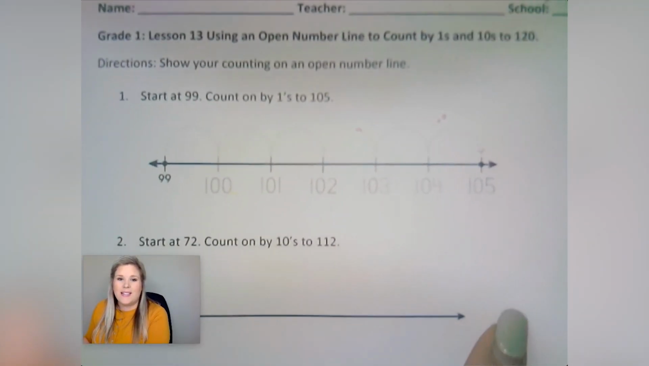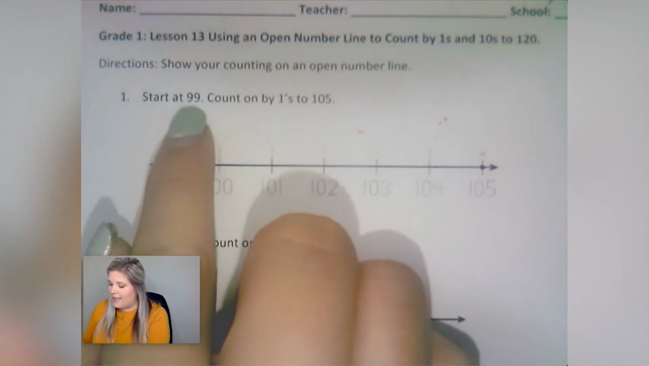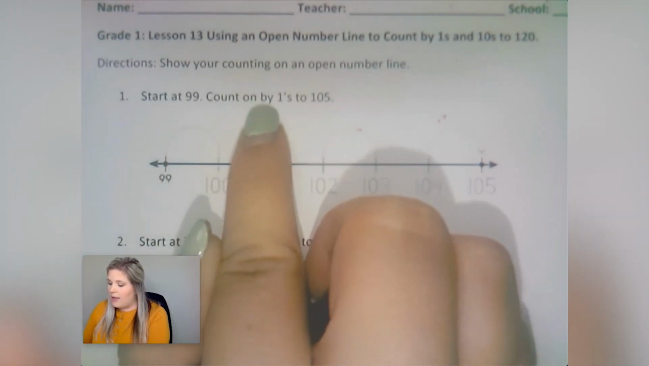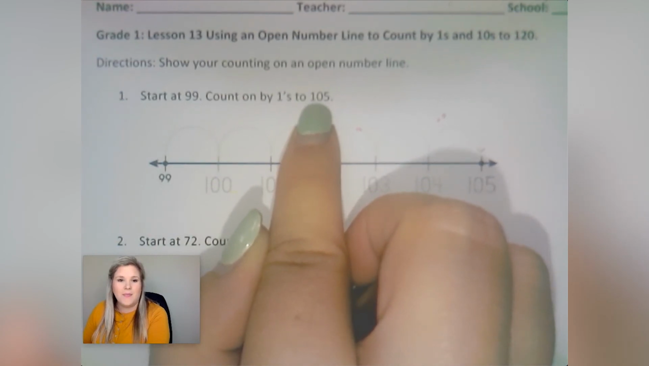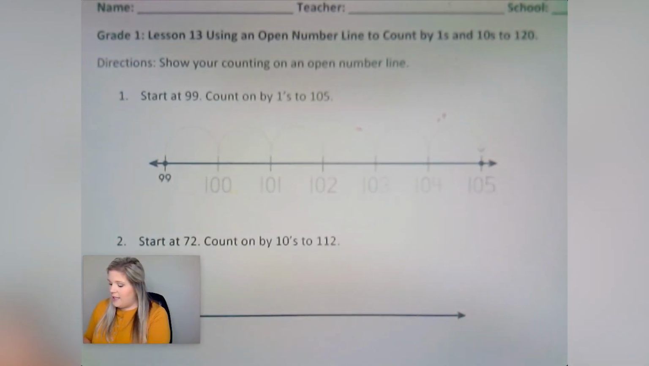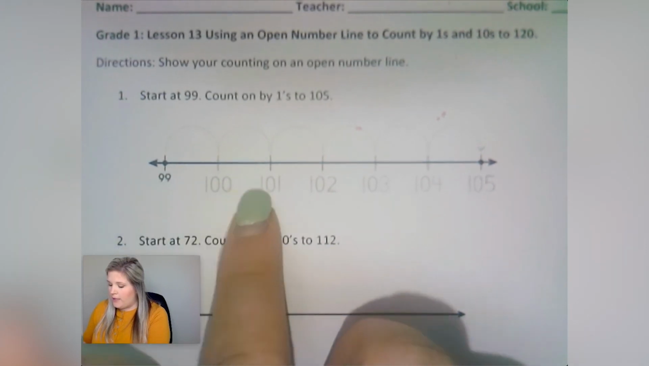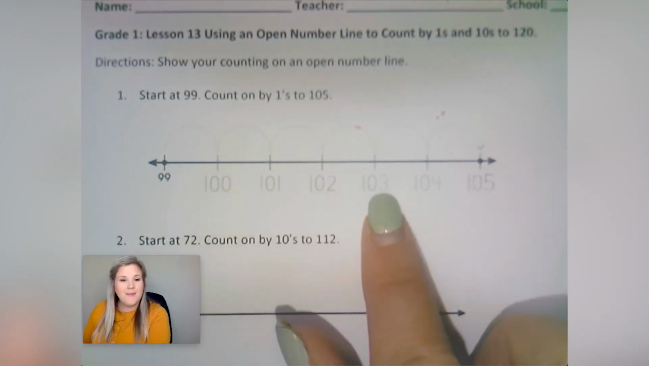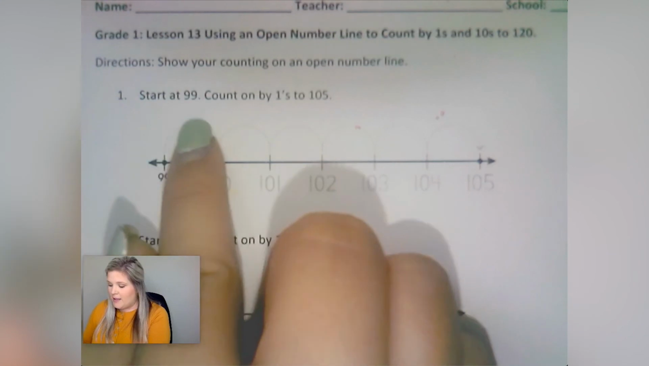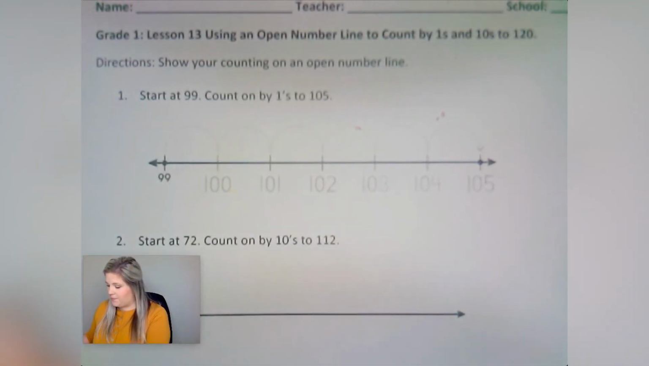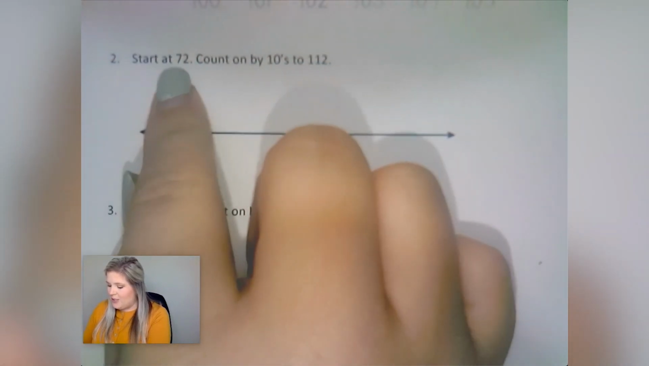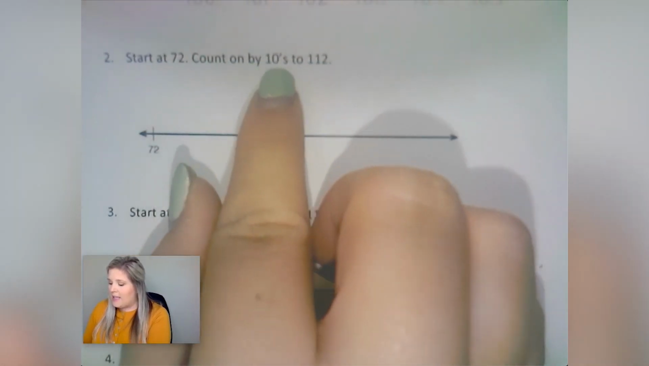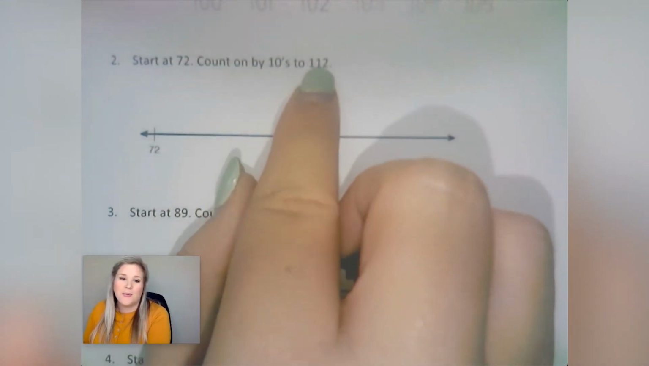The directions say, start at 99, count on by ones to 105. And they did number 1 for you, but you can trace those there and trace the hops. Number 2 says, start at 72, count on by tens to 112.